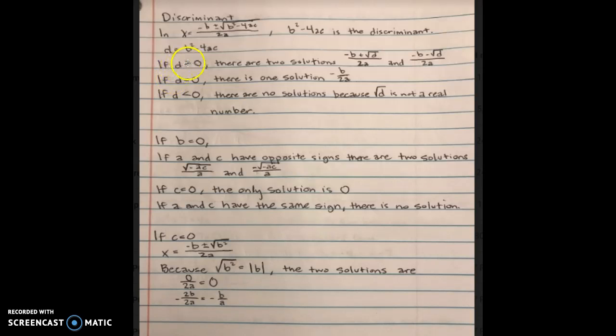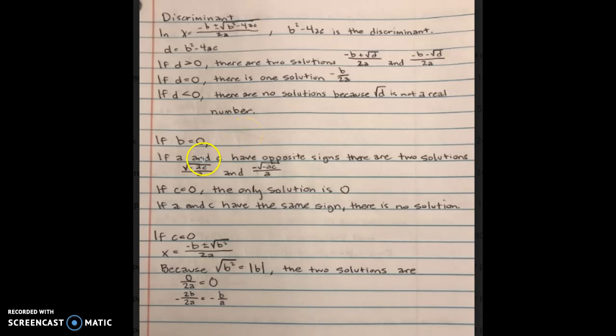So there's a couple things you need to know about d, about this discriminant. If d is greater than 0, there are two solutions: minus b plus the square root of d over 2a, and minus b minus the square root of d over 2a. And that over obviously means divide. If d is equal to 0, then there is one solution, minus b over 2a. You should have seen this formula before in previous lessons. And then if d is less than 0, then there are no solutions because the square root of d is not a real number.